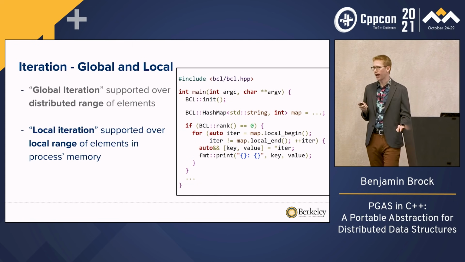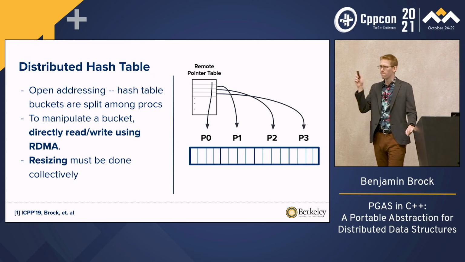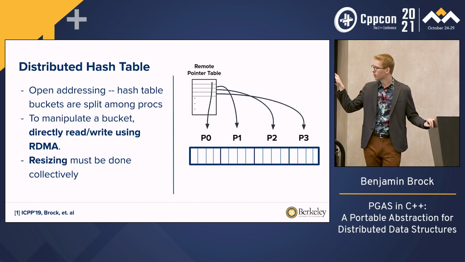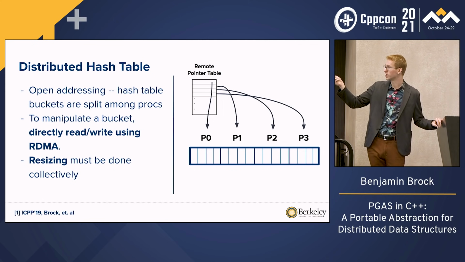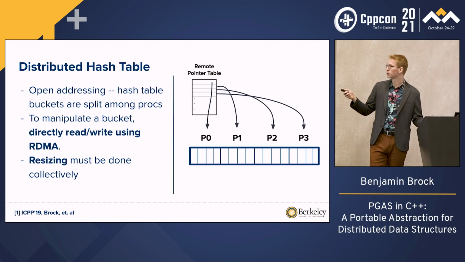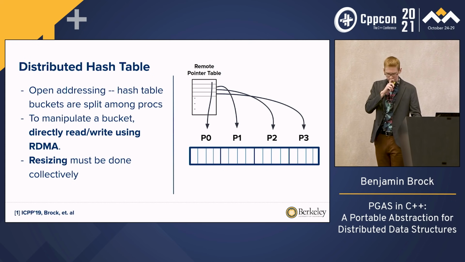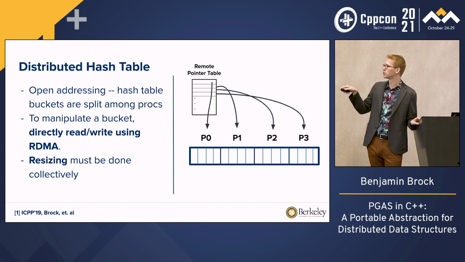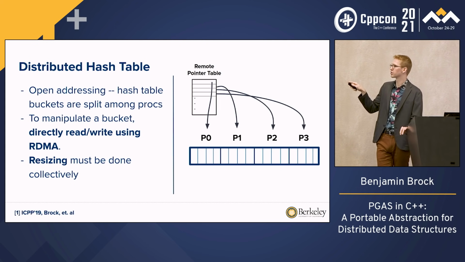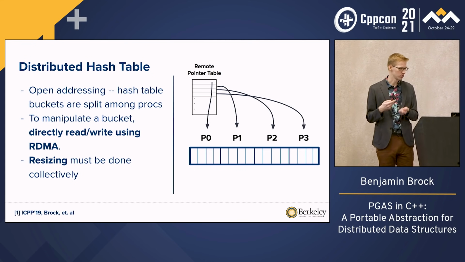Okay, so let's take a look at how one of these data structures would be implemented, specifically looking at a distributed hash table. We have a distributed array, which is split up among a bunch of processors. Here we have process 0 owning the first block, process 1 owning the second block, and so on. Each process has a local copy of pointers to each of these portions of the array. So each process can manipulate all parts of this distributed array collectively.